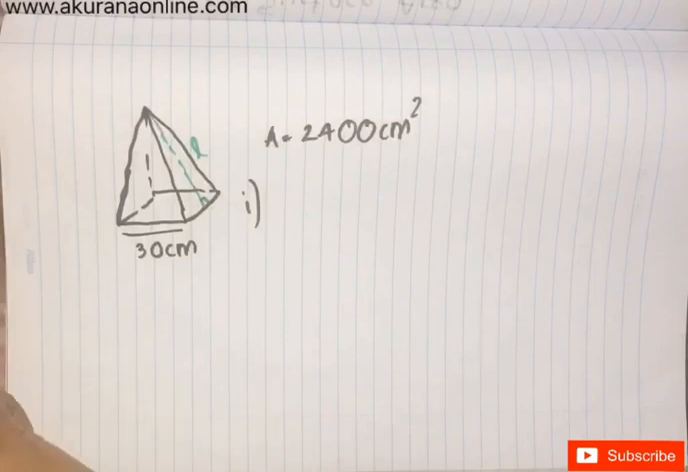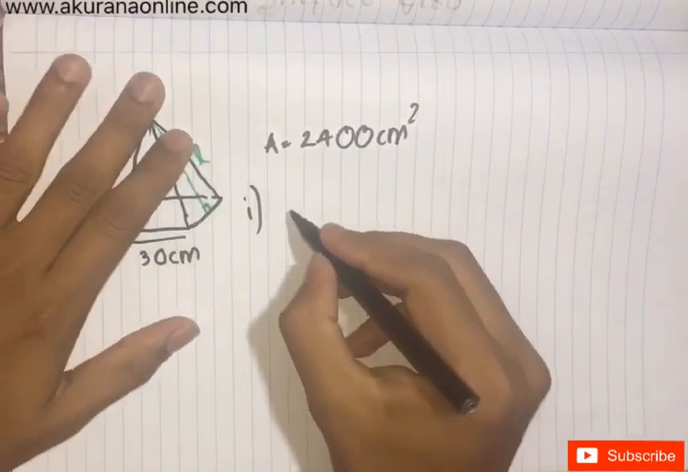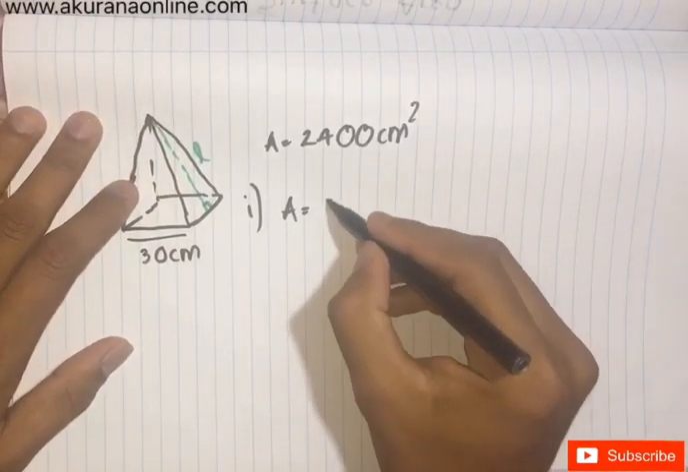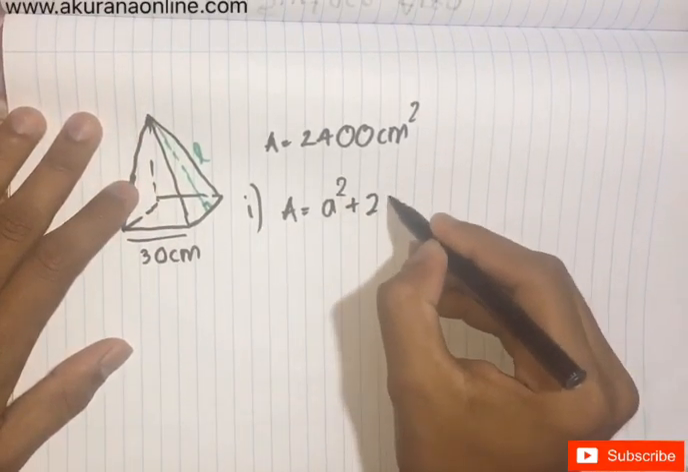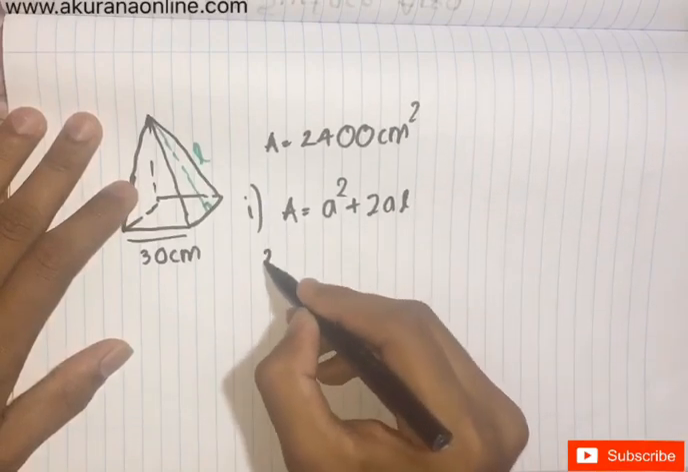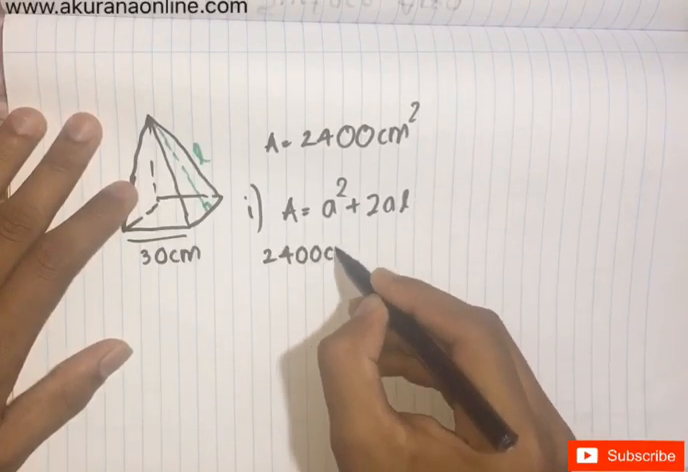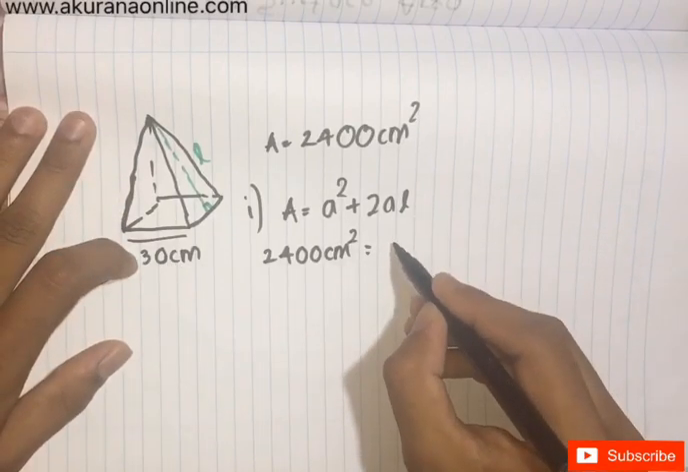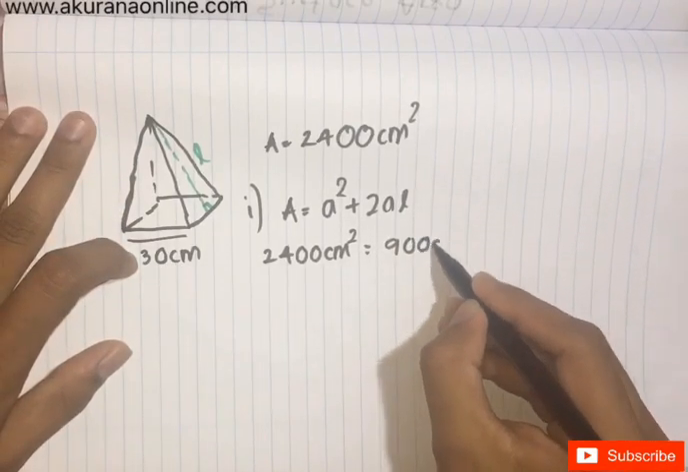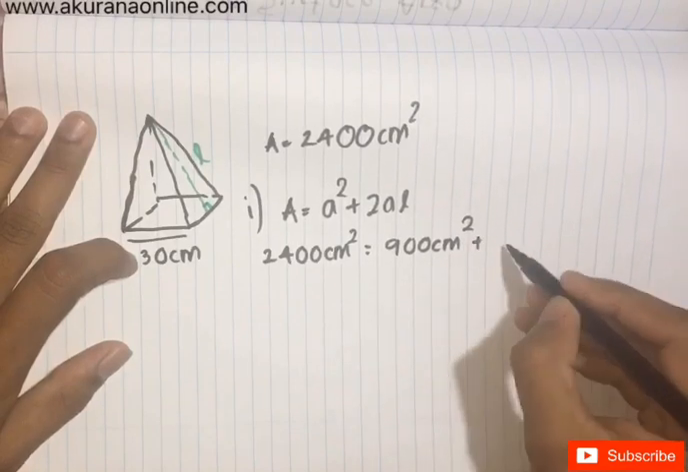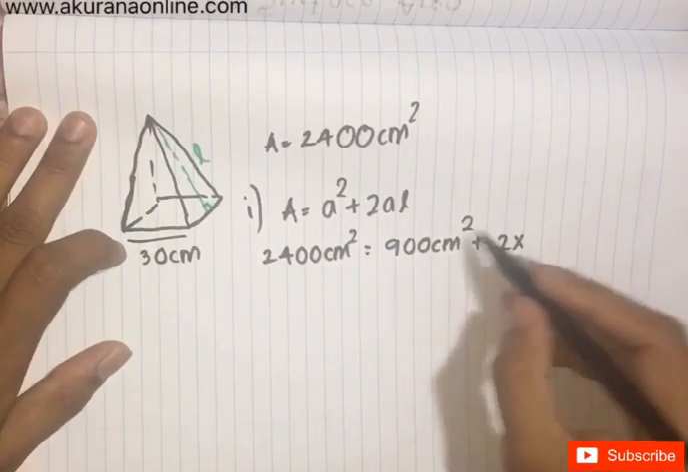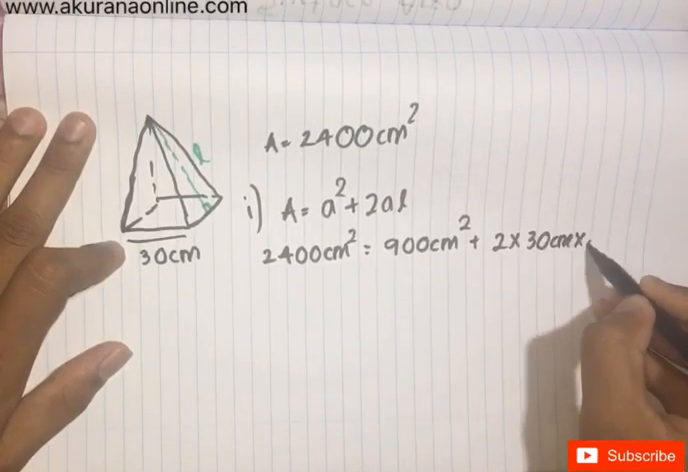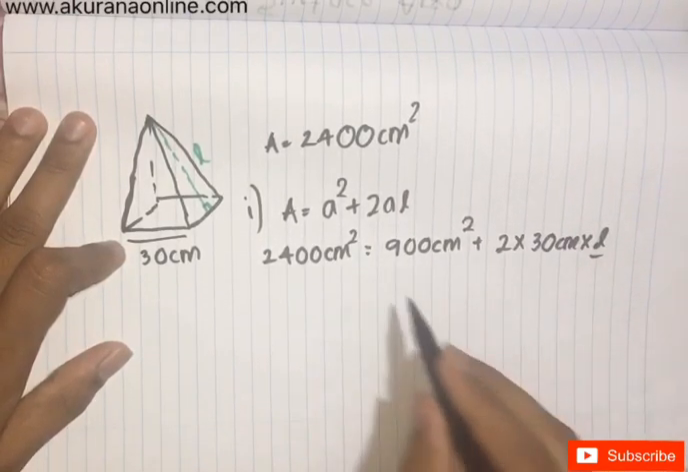Now you know the equation. What is the equation? Area A is equal to A squared plus 2AL. Therefore area is equal to 2400 centimeters squared. A squared, 30 into 30, is 900 centimeters squared, plus 2 into 30, where A is equal to 30 centimeters, into L. So you have to find out this L.